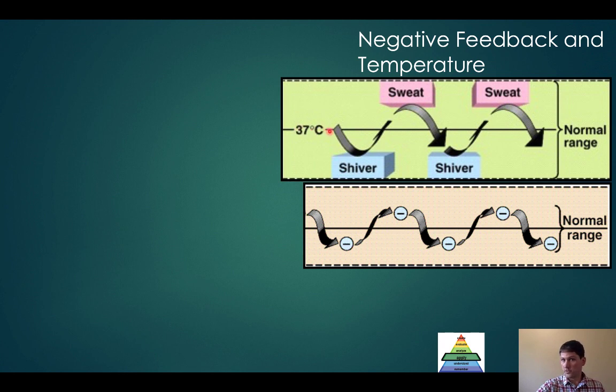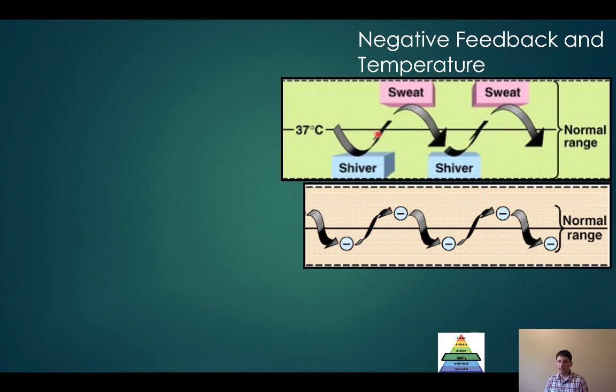So our average temperature is about 37 degrees Celsius. If it gets too cold, our body temperature drops, and what ends up happening is our control center sends out a signal through that efferent pathway back to our effectors, or our muscles, to shiver. And as we start to shiver, we generate a little bit of heat, and that little bit of heat should hopefully bring us back to our normal range, or our baseline. Here, that shivering would be our negative feedback. It's shutting down that original stimulus.